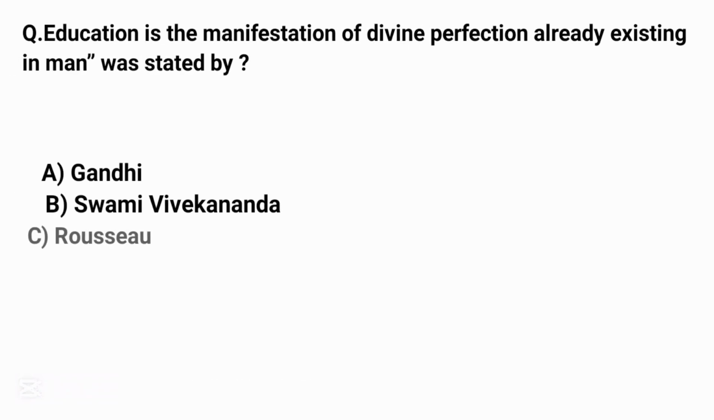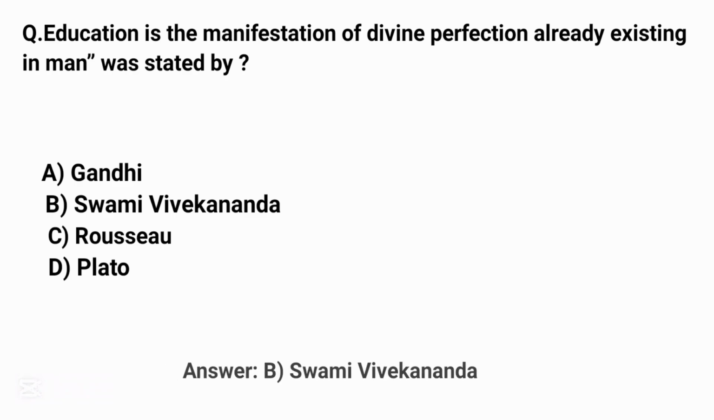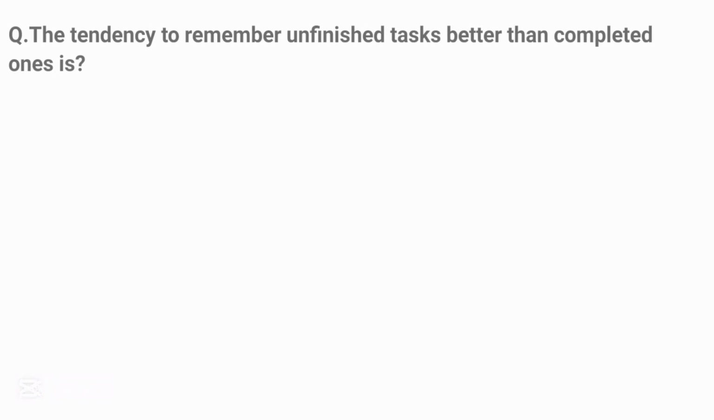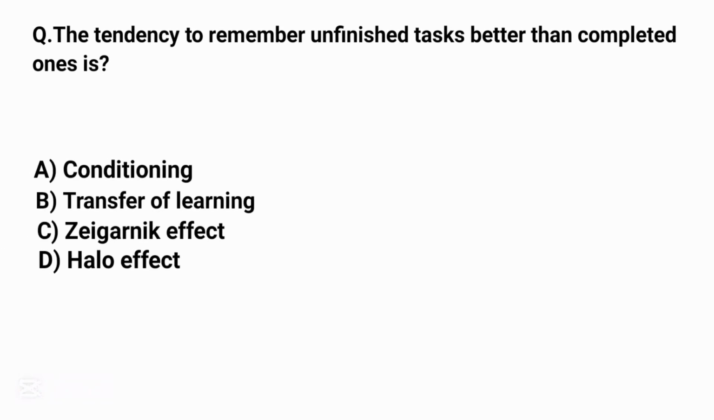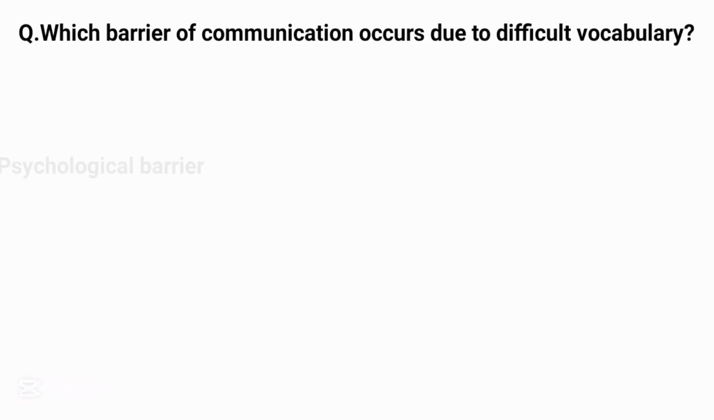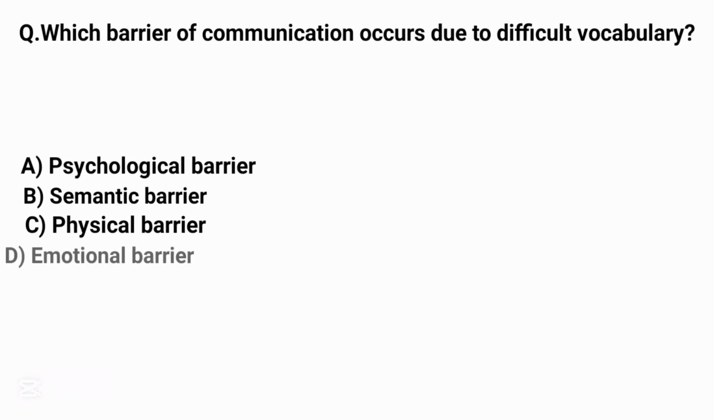Education is the manifestation of divine perfection already existing in man was stated by. Correct answer is option B. Swami Vivekananda. The tendency to remember unfinished tasks better than completed ones is. Correct answer is option C. Zeigarnik effect. Which barrier of communication occurs due to difficult vocabulary?